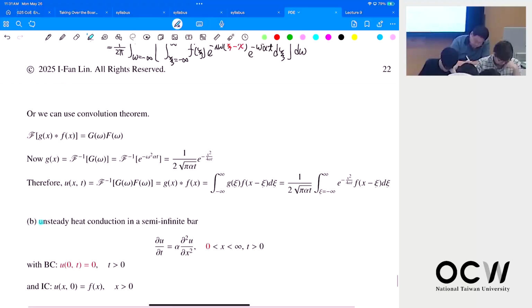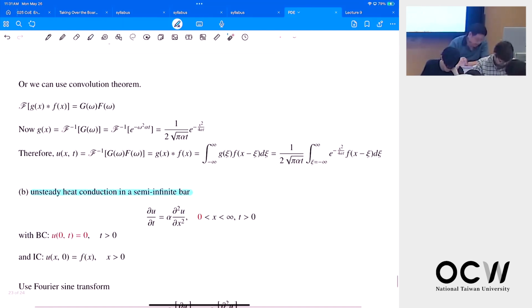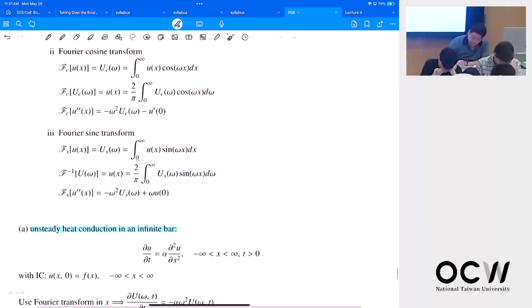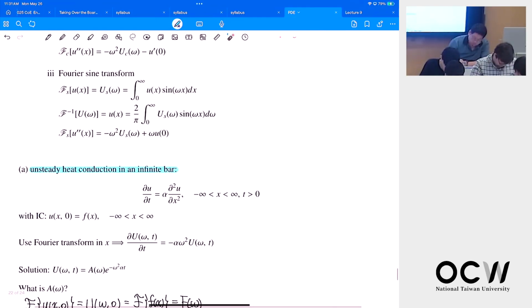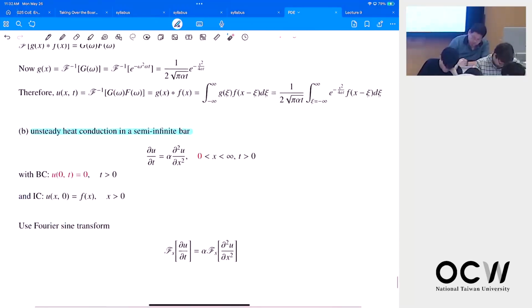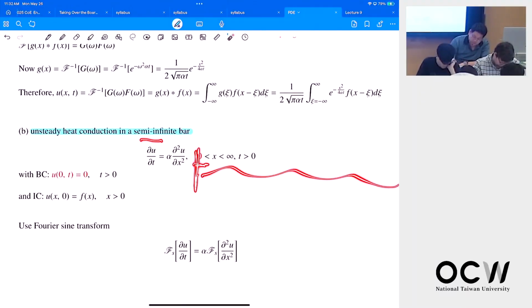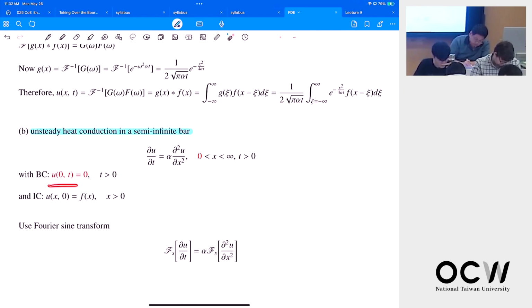The second one, unsteady heat conduction in a semi-infinite bar. In this case, we have the boundary condition now. My x is from 0 to infinity, compared to the previous one, where it is minus infinity to infinity, because it's an infinite bar. Here, semi-infinite bar, so x is from 0 to infinity. I have one boundary condition and also the initial condition.